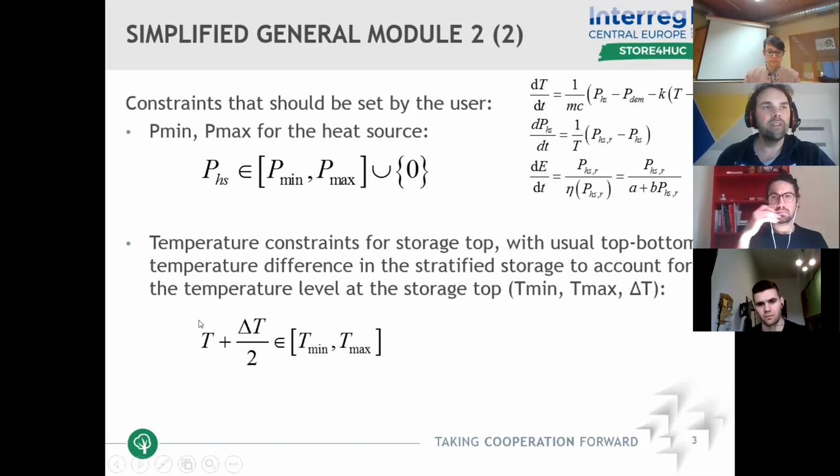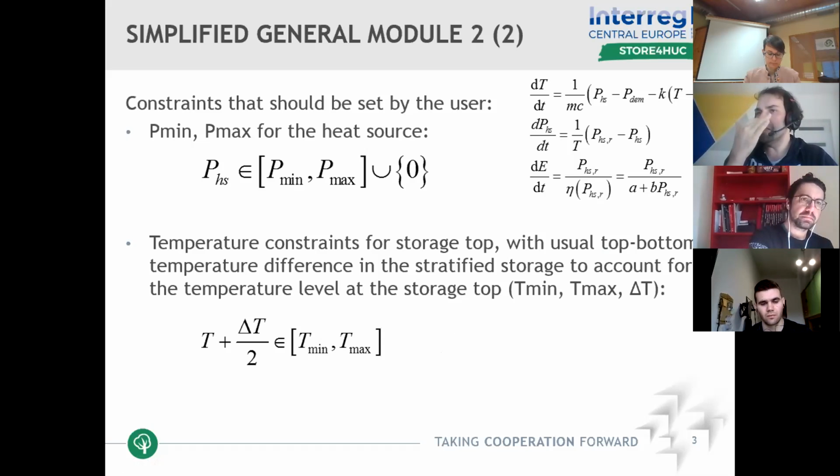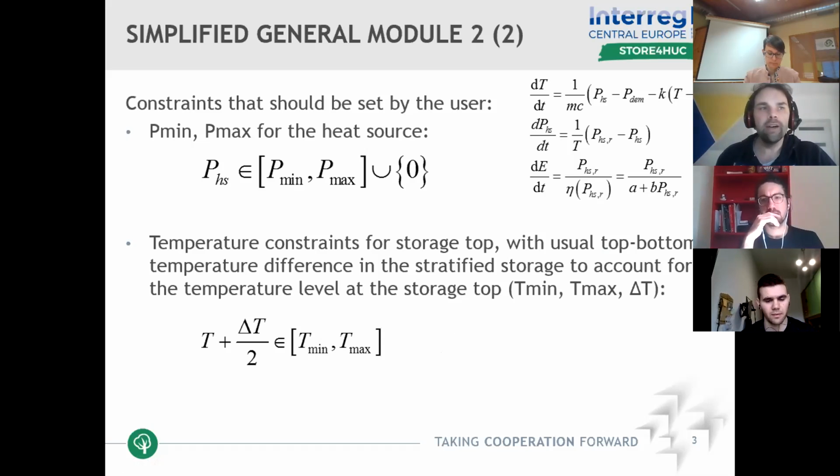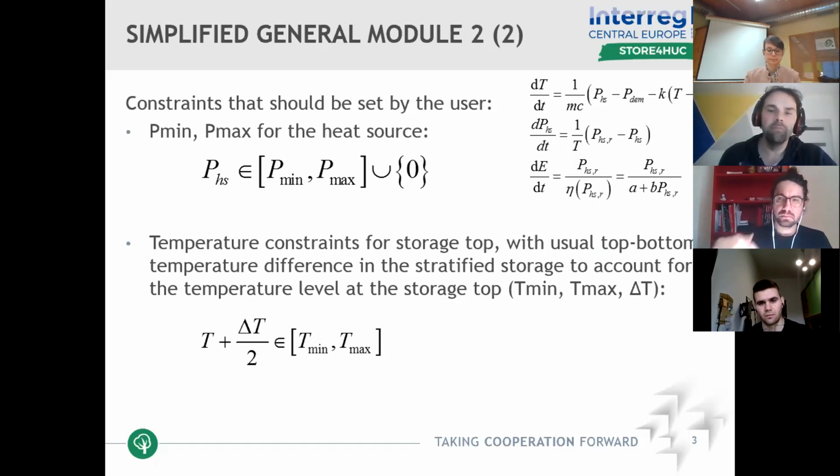So we are considering that we model with this one equivalent temperature some middle temperature in the storage, and then half of this delta T summed with this equivalent single temperature of the storage would be our approximation of the top of the storage temperature. And this we want to constrain. So the user can set, I don't want this temperature to fall, for instance, below 60 degrees, and I don't want it to rise above, let's say, 90 degrees.